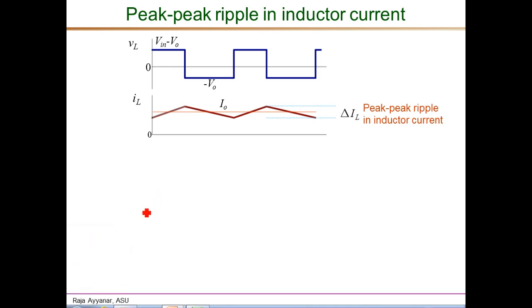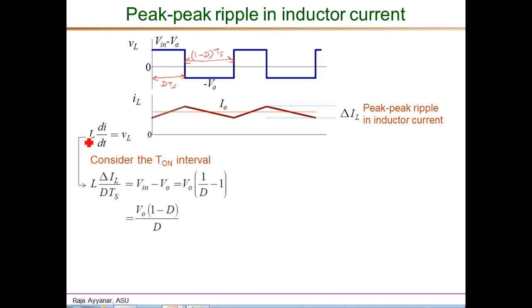So we will make use of the basic L di over dt equals VL expression, and we can use either the on interval or the off interval to calculate this peak-to-peak ripple value. I should also define the intervals. This on interval is the d times Ts duration, and the off interval is 1 minus d times Ts duration. So let's first consider the on interval. We'll also do the analysis using the off interval and show that they give identical results.